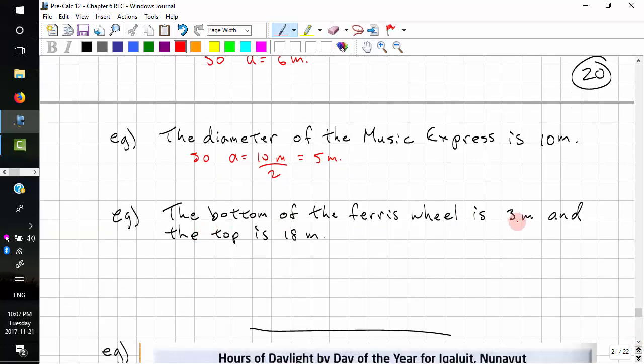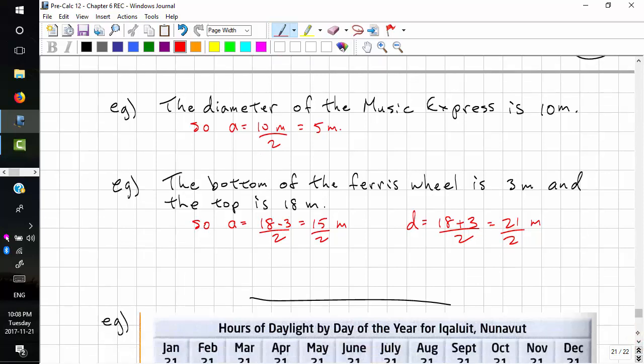The bottom of the Ferris wheel is 3 meters and the top is 18 meters. So we can actually determine two things from this. Amplitude is 18 minus 3 divided by 2. So this is 15 over 2 meters. And we can determine the center line. D equals 18 plus 3 divided by 2. This is 21 over 2 meters. It's best to leave this as a fraction to imply that it's precise. Otherwise, if you answer with a decimal, we're assuming that that figure is rounded.